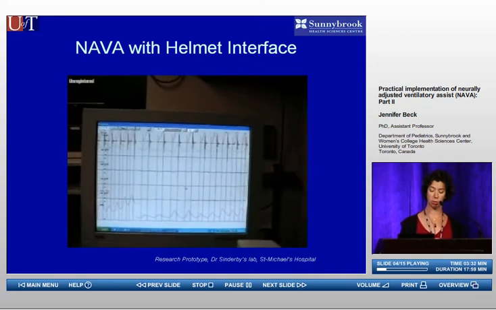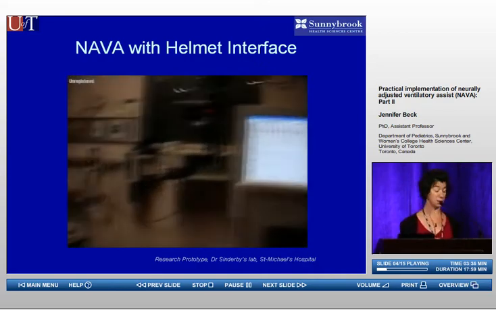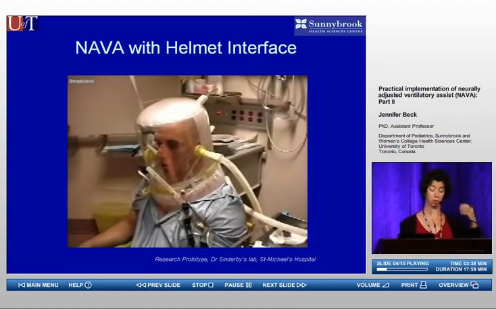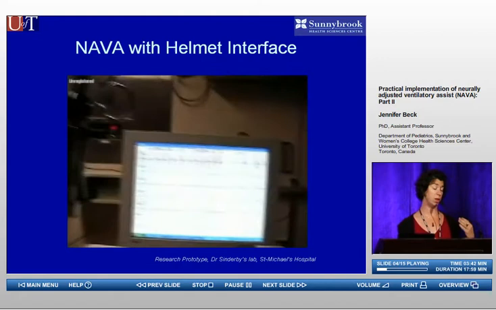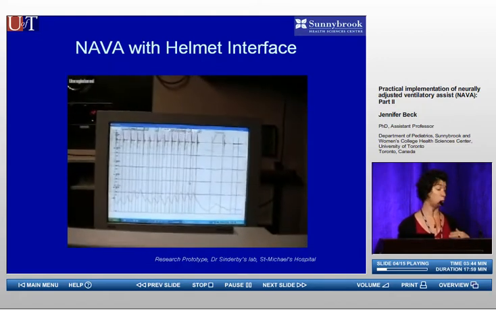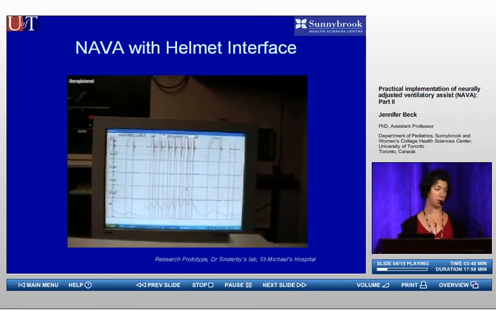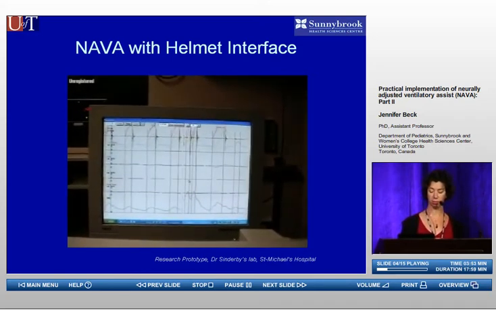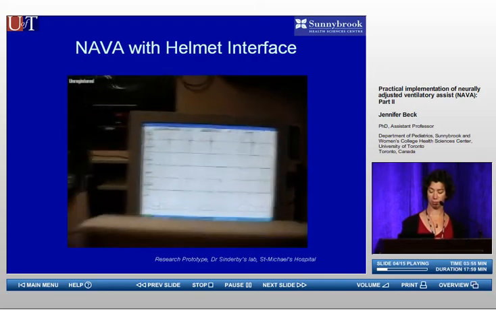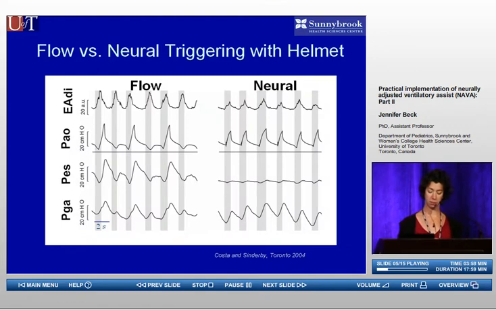You can see here on the bottom tracing we have the diaphragm activity. On the top, it's not that easily seen, but you have the airway pressure, or the pressure being delivered, and here you have the esophageal pressure. So in this healthy subject, we were actually able to 100% unload with NAVA with this non-invasive device. That's just a few videos.